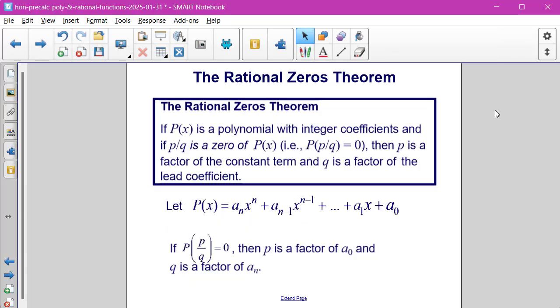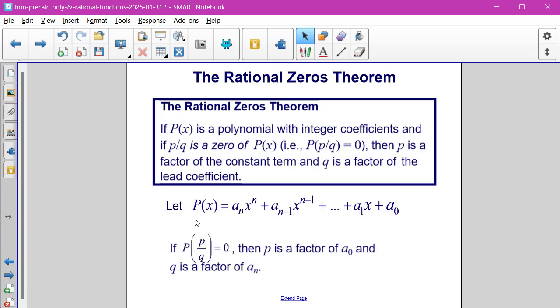The final theorem to discuss in this topic is the rational zeros theorem. It states that if p of x is a polynomial with integer coefficients, and if p divided by q is a 0 of p of x, in other words, the polynomial function evaluated at p divided by q is equal to 0, then p is a factor of the constant term and q is a factor of the leading coefficient.